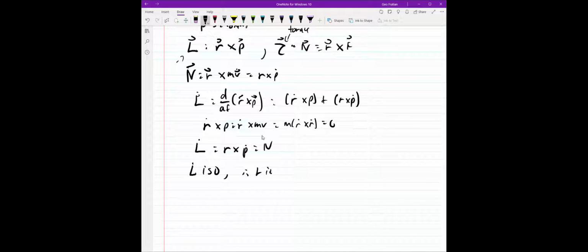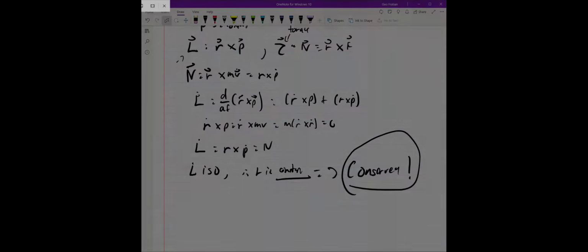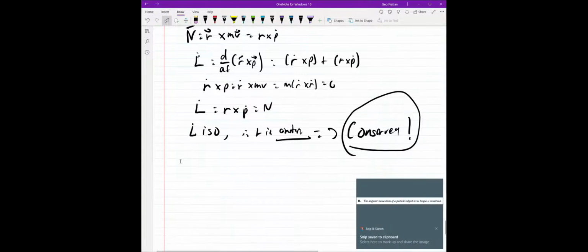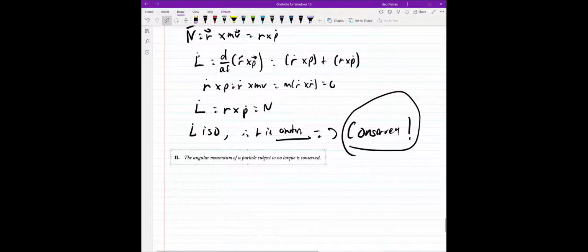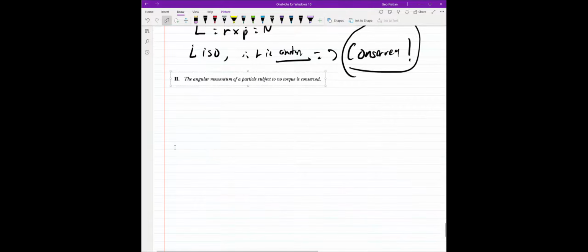Therefore, L is constant. In other words, conserved, and that's the point. So, kind of like in linear momentum, if there's no outside forces, it's conserved. Well, same story in the angular case, right? Angular is basically always the same thing as linear, or very similar. It's almost always a one-to-one mapping.